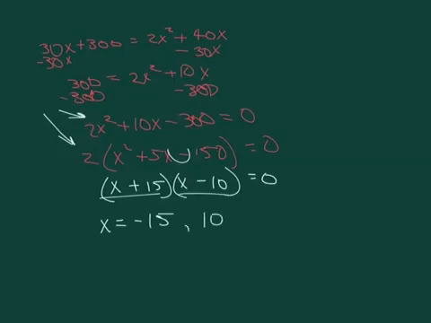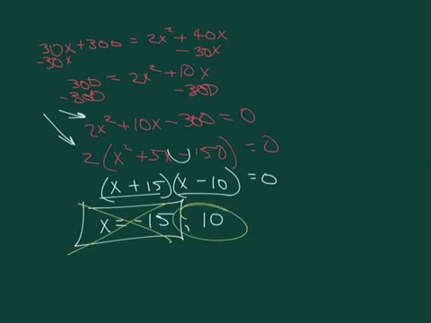Alright, notice what we're looking for in the problem. It says, what is the speed? How fast does she ride? Can you go negative 15 miles an hour? No, you cannot. So, that being the case, that number does not work. So, 10 is the only number that works, and that is your answer then.